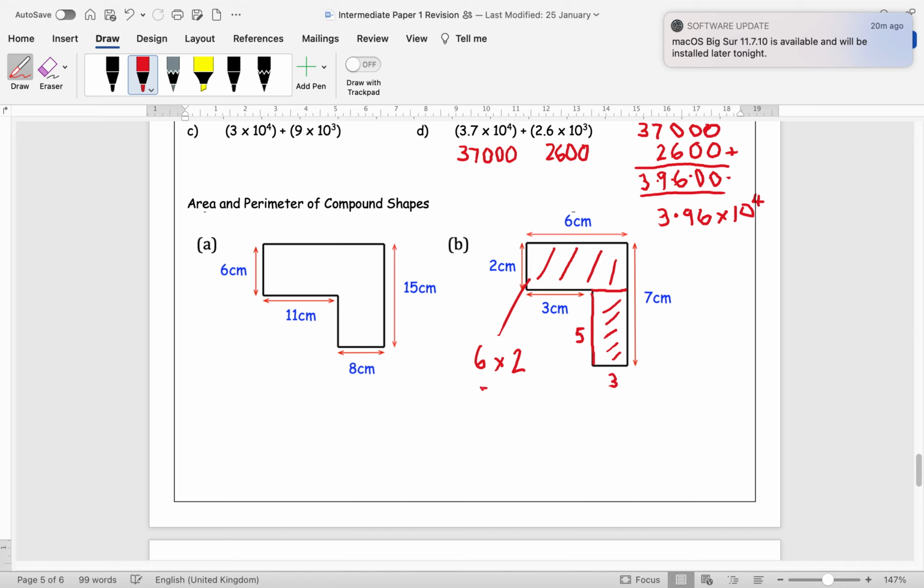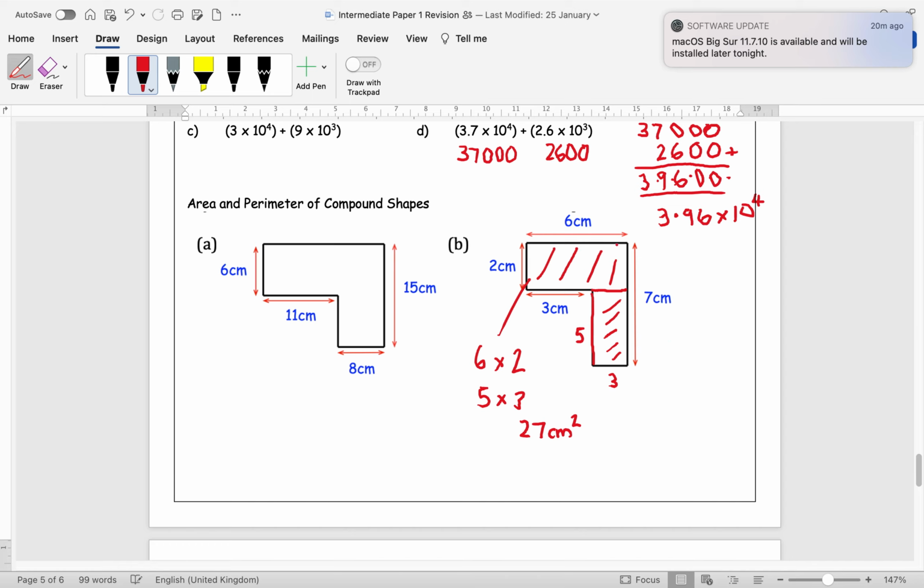So it took a bit of working out. So it's 5 times 3. Once you work out both your answers, 12 and 15, you can add them together to get an area of 27 centimeters squared. Perimeter-wise, are there any numbers missing?